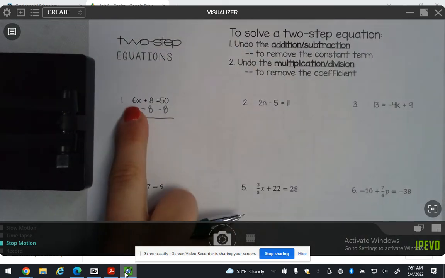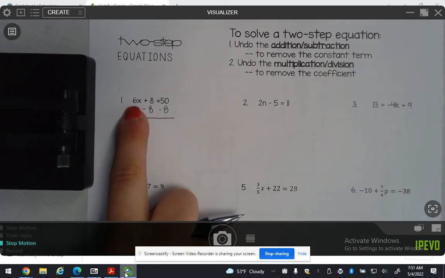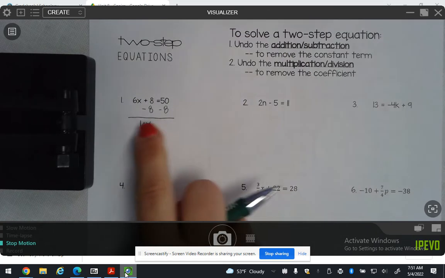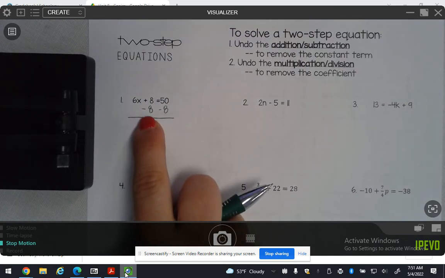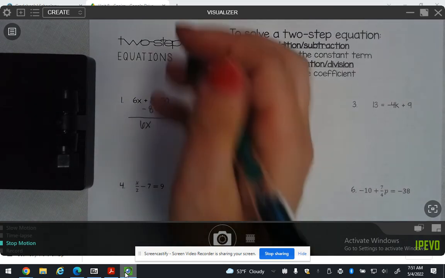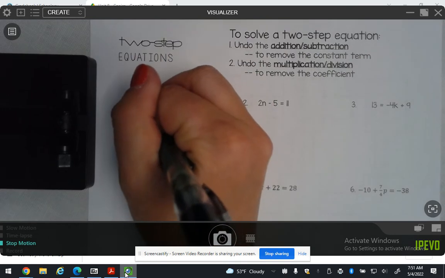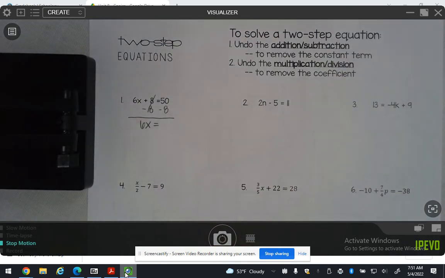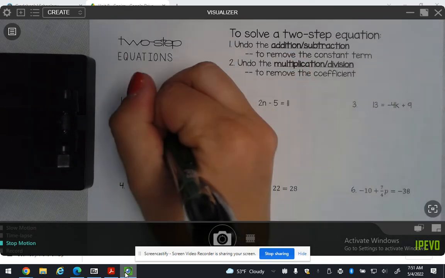What happens with this 6x? Bring it down. What happens with the 8s? They cancel out. Equal sign comes down. What do I do with 50 minus 8? Yep, subtract it. What is 50 minus 8? 42.